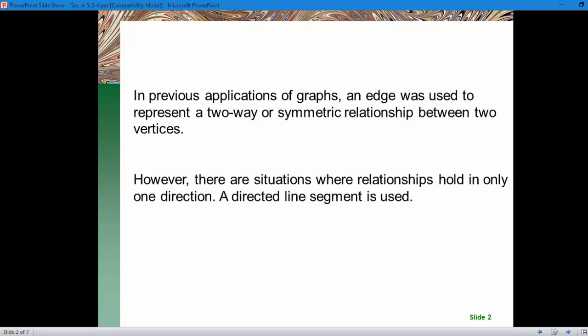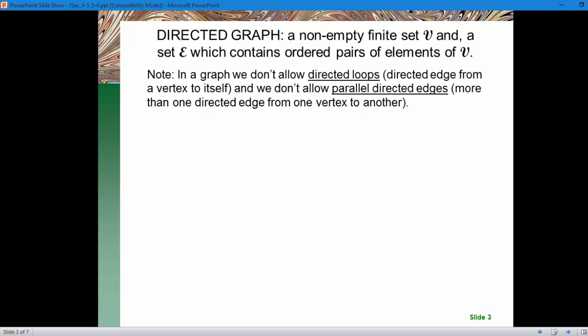A directed line segment is used. So here's the definition of directed graph. It's very similar to the regular graph definition. A non-empty finite set V, the set of vertices, and a set E, which is the set of edges. Now in this case, each edge is considered to be an ordered pair of elements of V, the set of vertices.